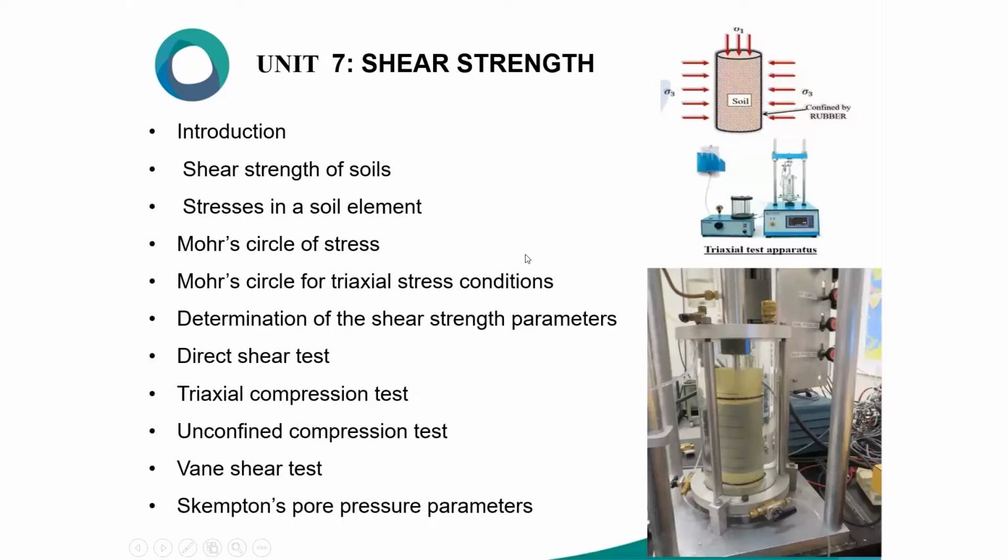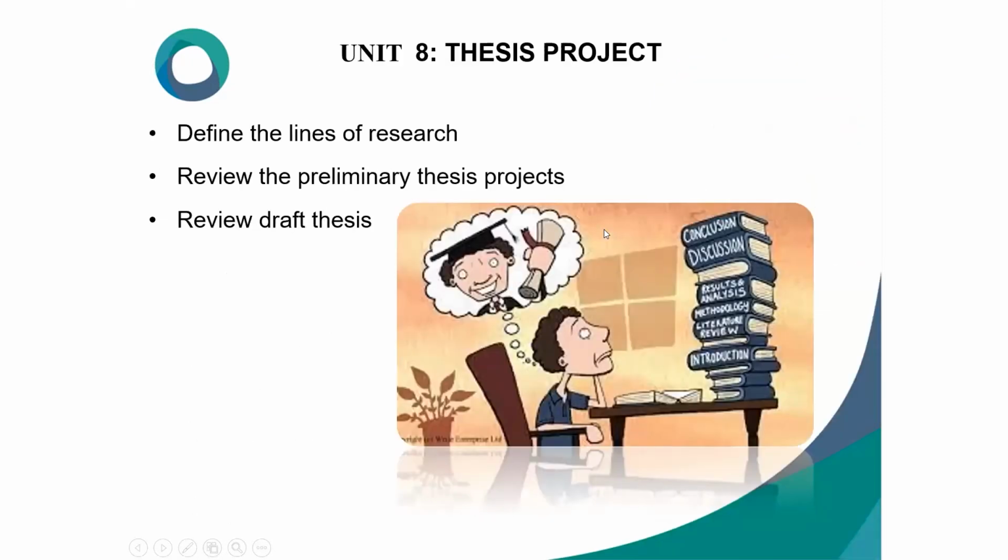Next, first and foremost important is shear strength. You are trying to check the strength of the soil. How? By conducting various tests like direct shear, triaxial, unconfined, vane shear, and also the Skempton pore pressure parameter. This is to check water pressure. See, this is the triaxial equipment you are trying to understand.